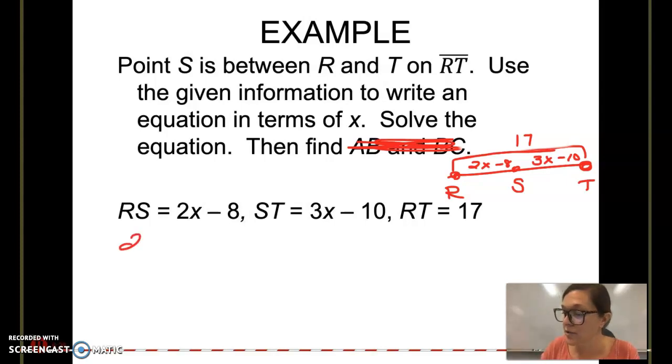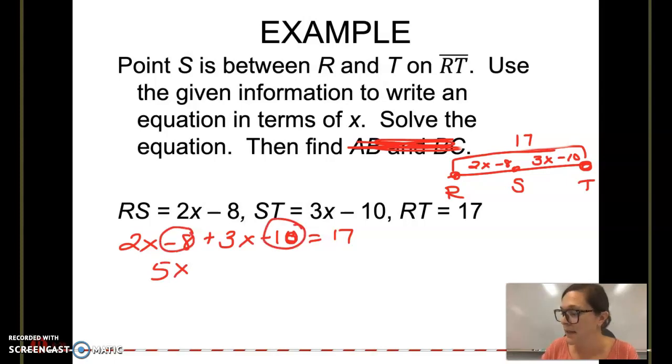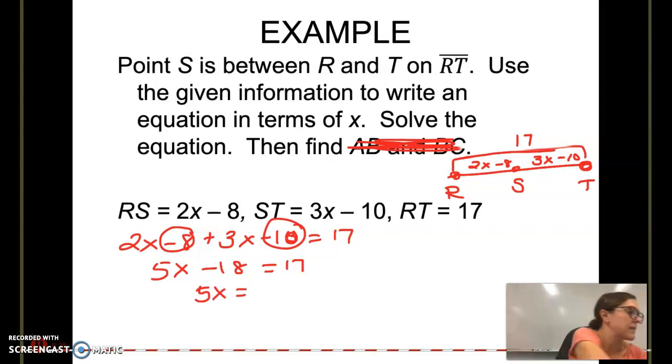Did you create the equation 2x minus 8 plus 3x minus 10 equals 17? Hopefully you did. Then when you combine like terms, what would the left side combine to? Hopefully you got 5x, because 2x plus 3x makes 5x. A negative 8 and a negative 10 makes negative 18. Equal that to 17. Adding 18 to both sides gets us, too early in the morning, get my calculator out, 35. Dividing 35 by 5 gets us x equals 7.